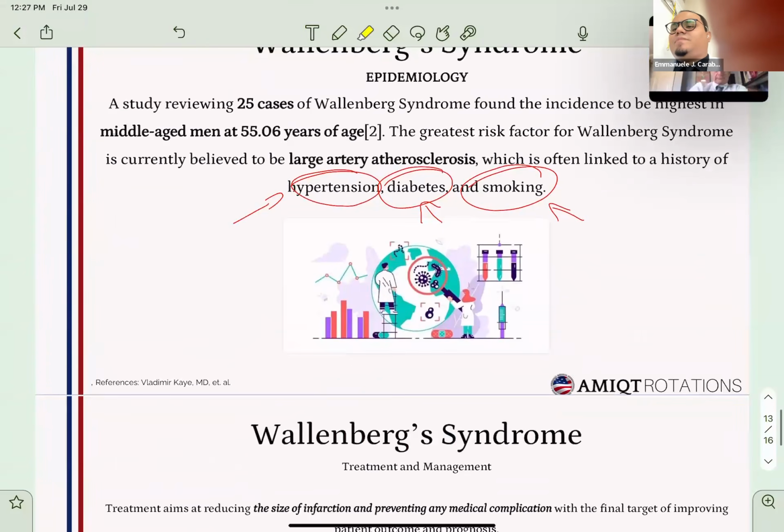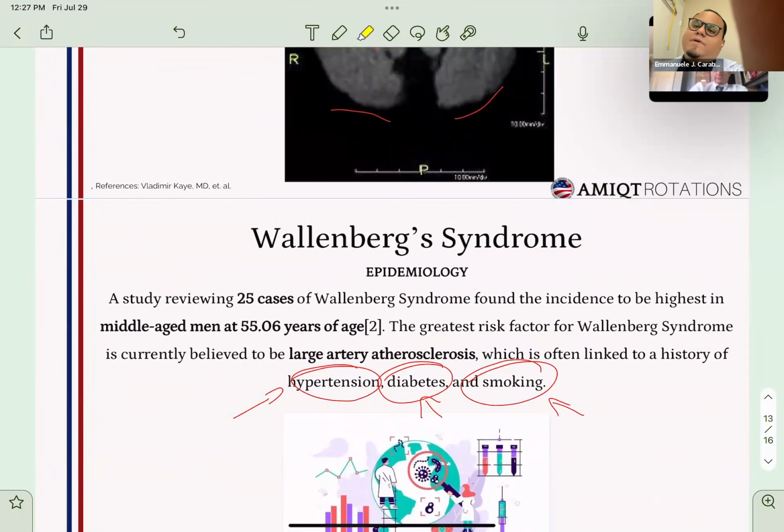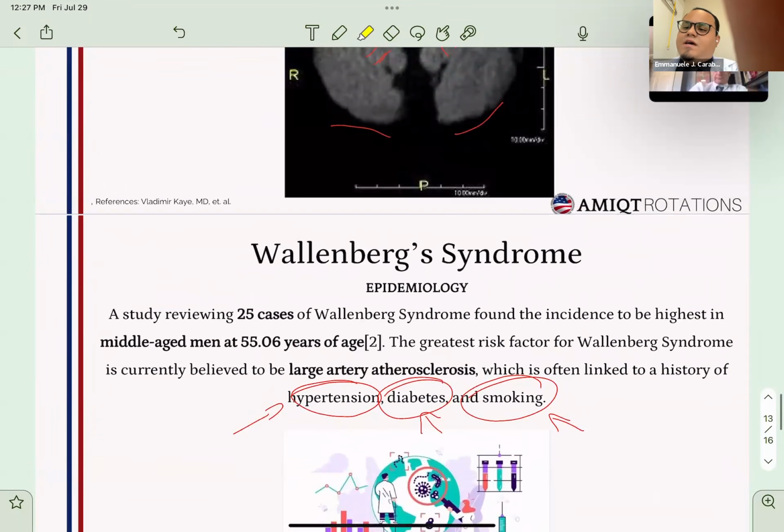So here I have explained the main characteristics of Bell's palsy and Wallenberg syndrome, and why I have to explain this once, in order for you guys to understand the case.